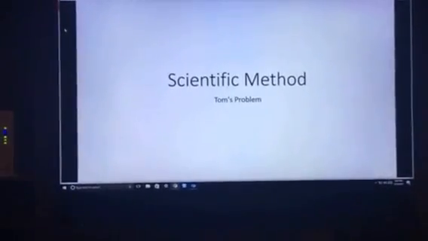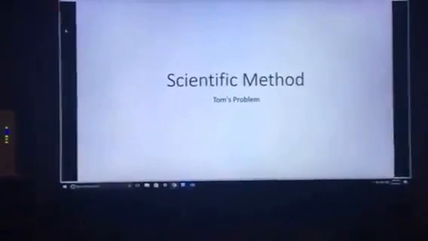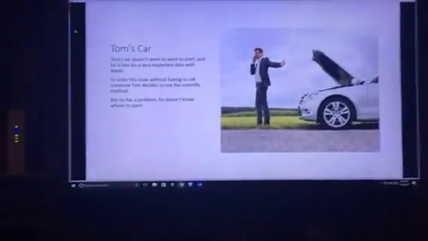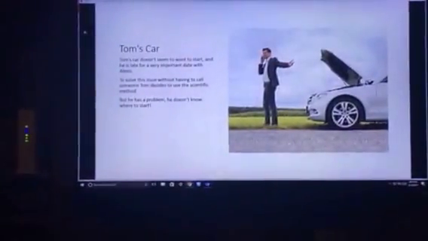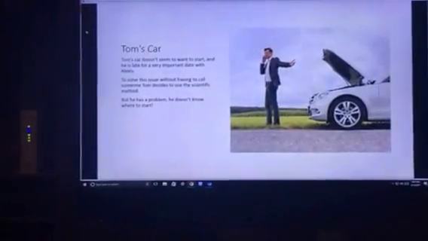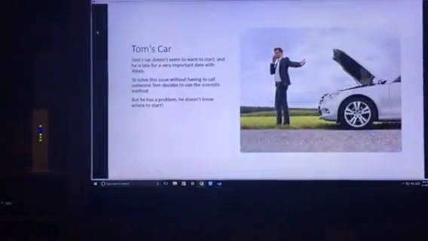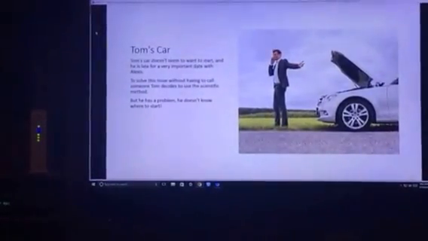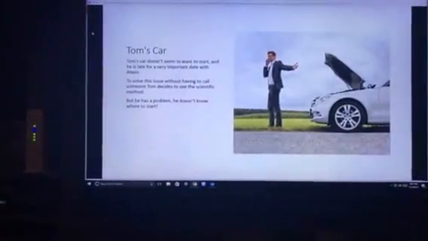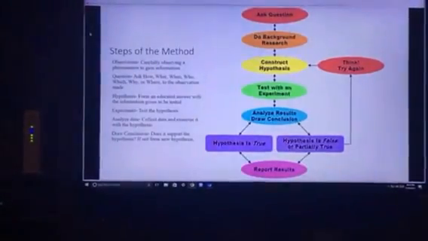The scientific method with regards to Tom's problem. Now, Tom has a car, and for some reason it doesn't want to start, and he's very late for an important date with Alexis. To solve this issue, without having to call someone, Tom decides to use a scientific method to deduce the problem, but he doesn't know where to start.